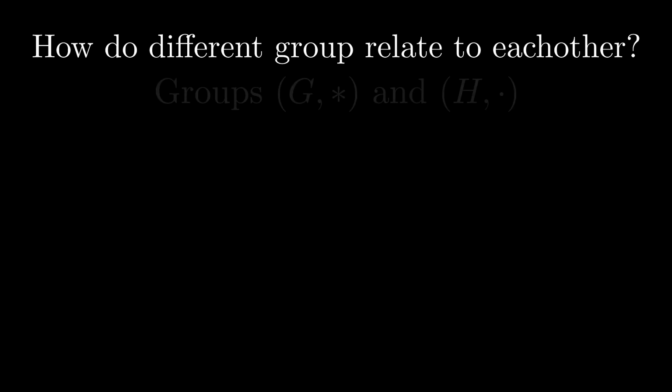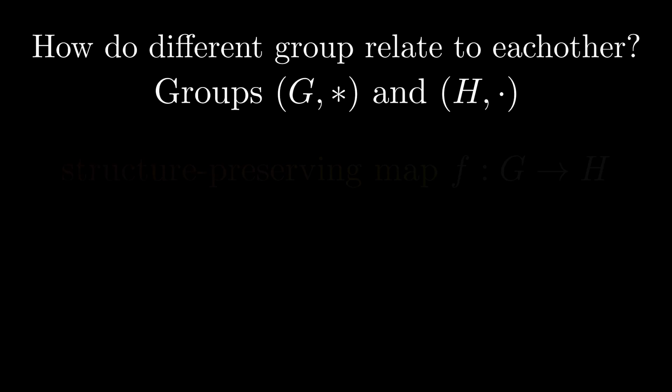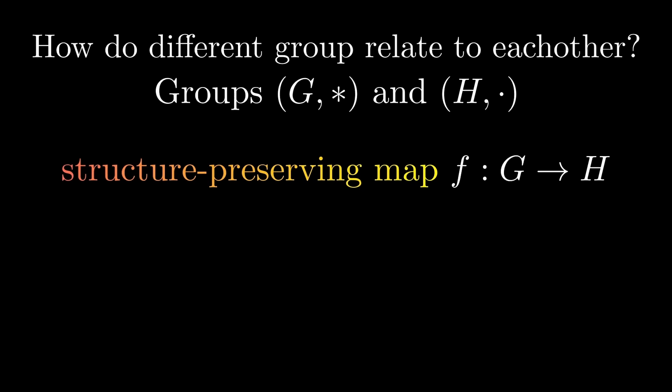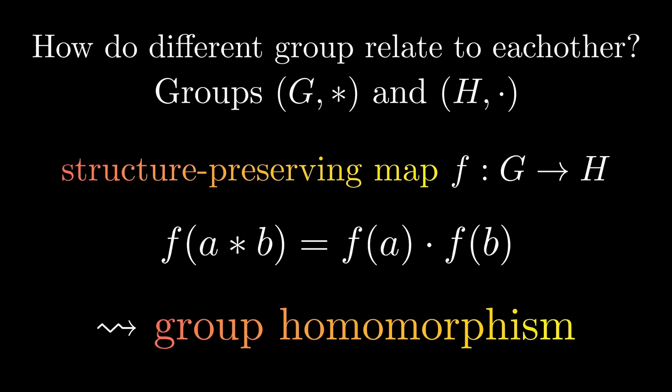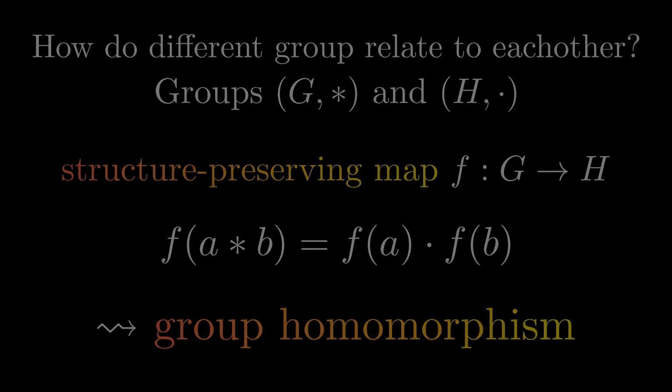To understand groups better, we need to know how different groups relate to each other. So suppose we have two groups G and H. We can look at maps from G to H which preserve the group structure, meaning the map f translates the operation of G into the operation of H. Such a map is called a group homomorphism. Let's look at a few examples.